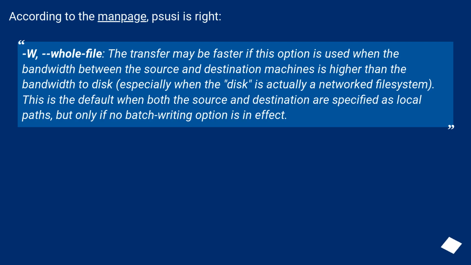According to the man page, Susie is right. Whole file: the transfer may be faster if this option is used when the bandwidth between the source and destination machines is higher than the bandwidth to disk, especially when the disk is actually a networked file system. This is the default when both the source and destination are specified as local paths, but only if no batch-writing option is in effect.